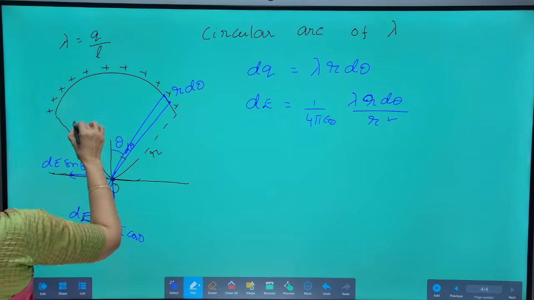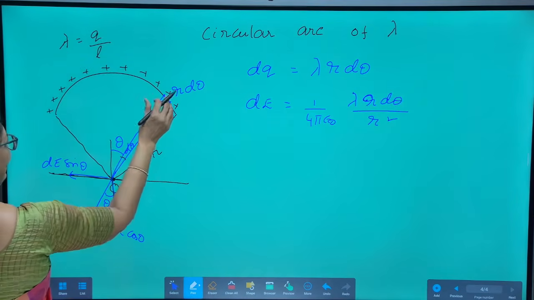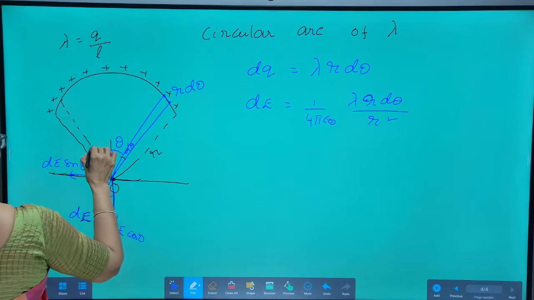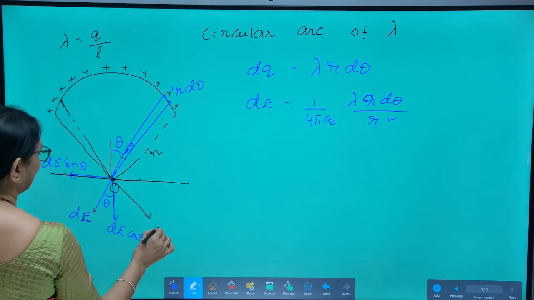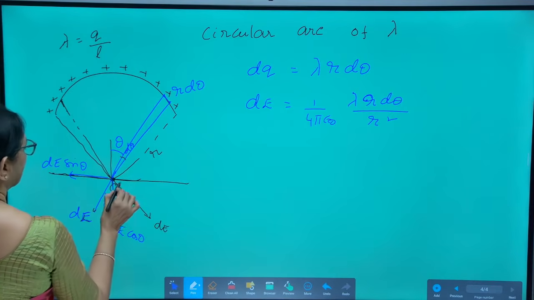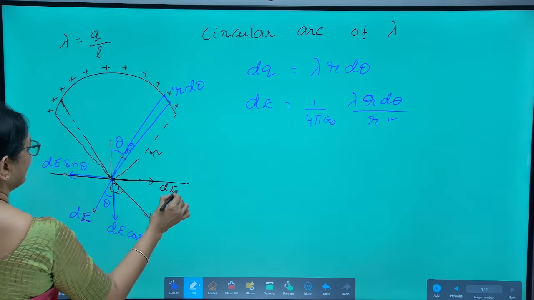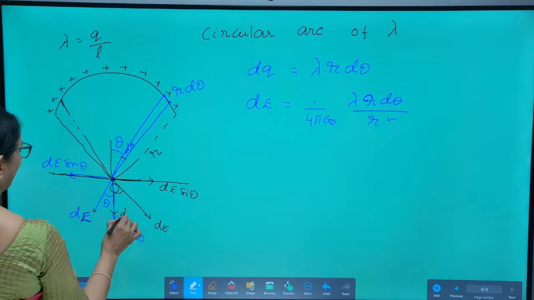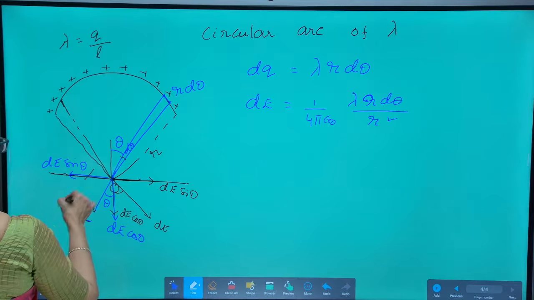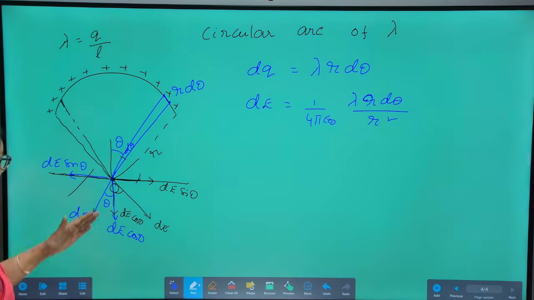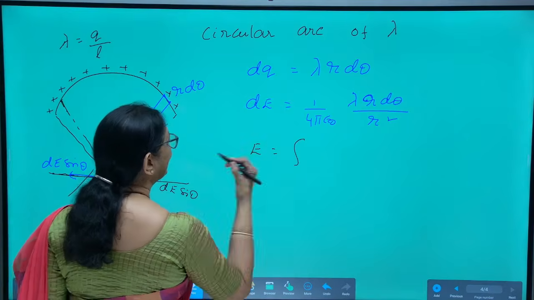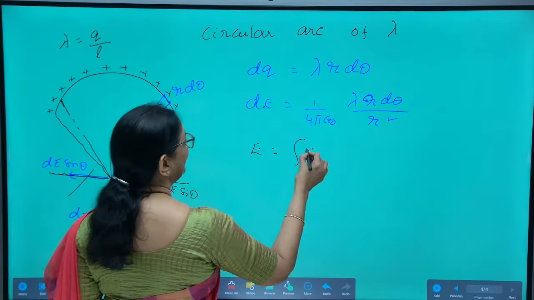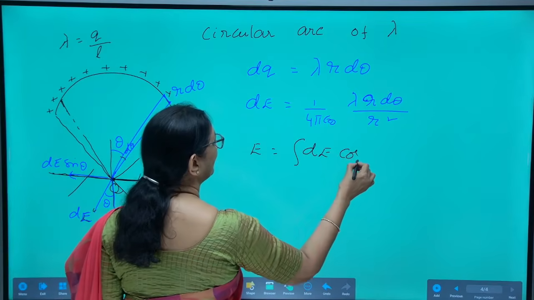Now, you can consider that if there is one element here, exactly at the same angle there will be another element creating exactly the same electric field in this direction. So, this component becomes dE sin theta, and this component becomes dE cos theta. If you observe, those two components get cancelled and these components get added up. So, the net electric field intensity created at the center is the integral of dE cos theta.